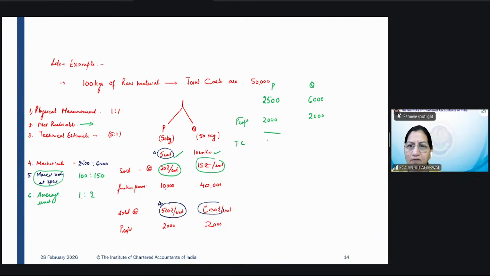Total cost 500 and 4000. Further processing cost is 10,000. So let me just increase the values here by another 10. Okay, so this becomes 25 minus 2, 23,000, and 60 minus 2, 58,000, for example. Further processing cost minus 10,000 and minus 40,000.